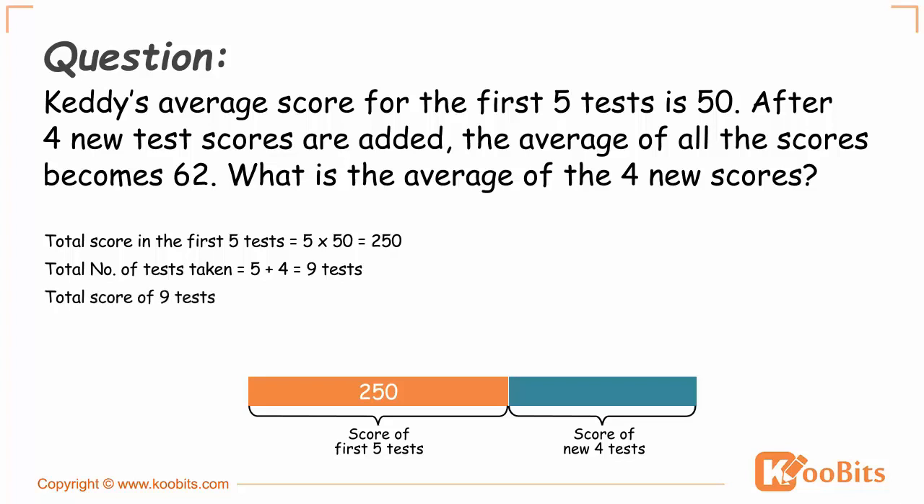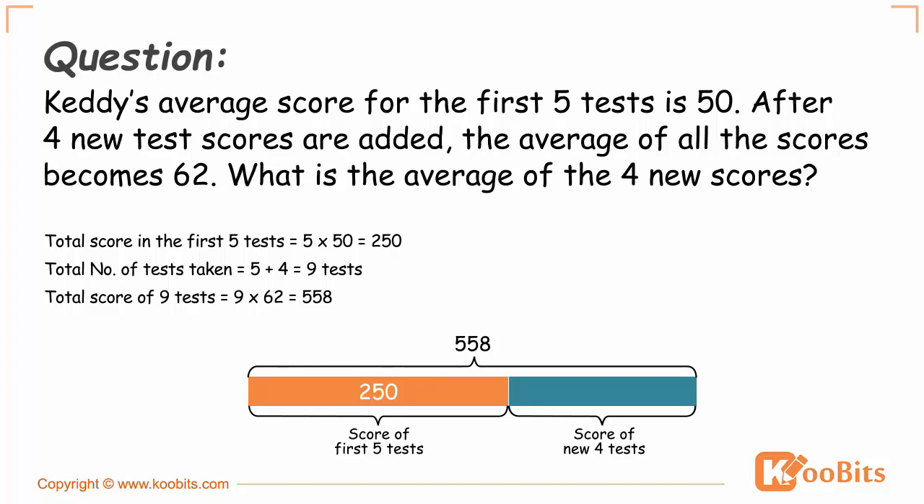Next, let's find the total score of 9 tests. This is equal to the average score, 62, multiplied by the number of data, 9 tests. 62 multiplied by 9 equals 558. Now, let's label the whole diagram 558.